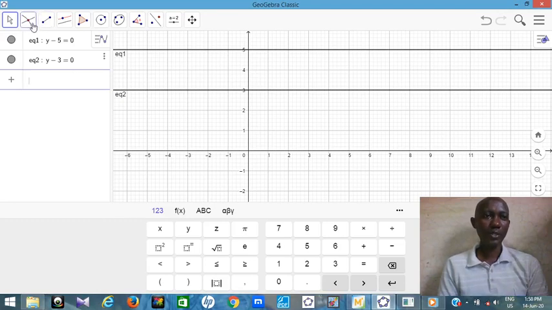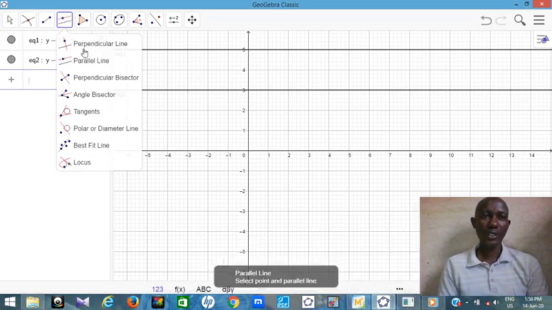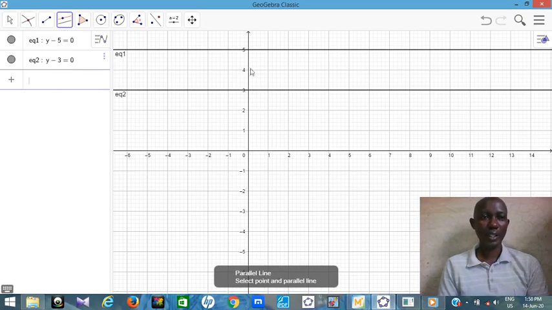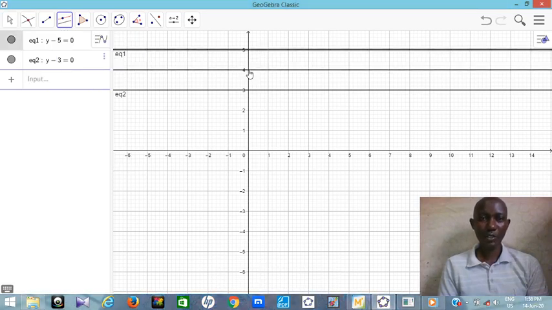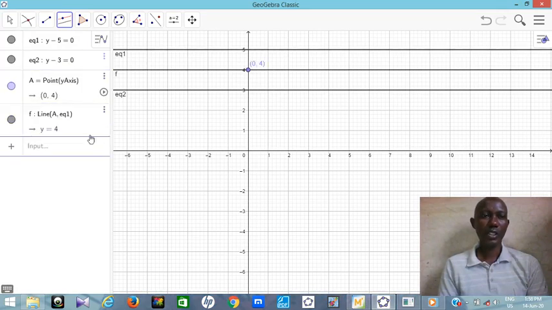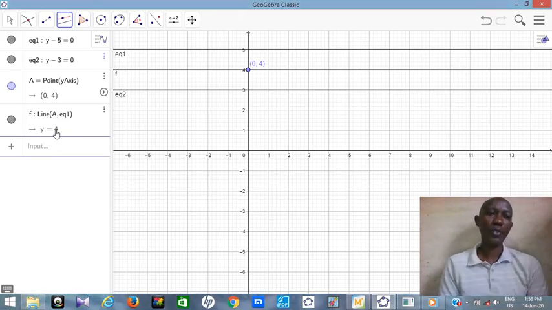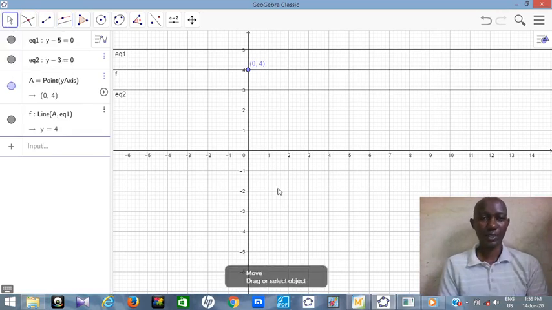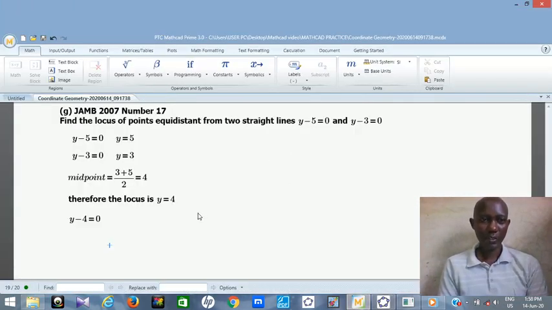Then if I want to get this middle line, all I need is a parallel line. A parallel line of this that passes through this point. That's what we need. You can see it, y is equal to 4, which is the same thing as y minus 4 equals 0. So that's what we are talking about. This question is not a difficult one.